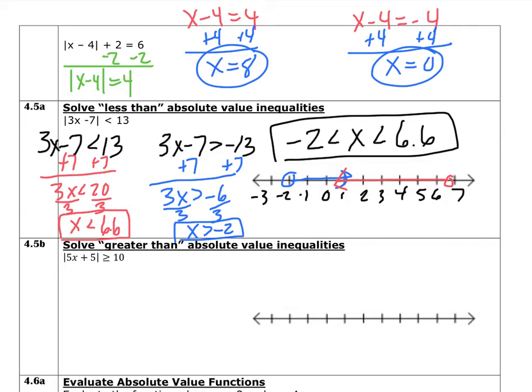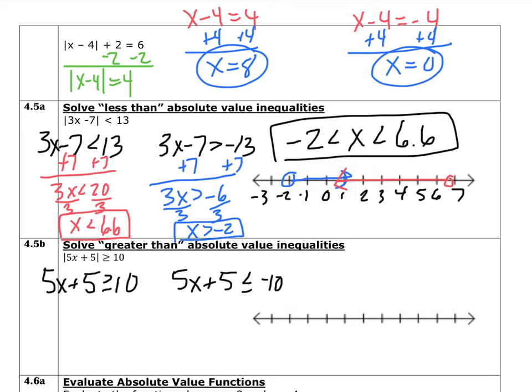4.5b works the same way, but now we're going to solve greater than absolute value inequalities. Let's write the first one just like we see it. Then the second one, we're just going to change it to a negative 10. Because we do that, we must flip the sign. Now let's go ahead and solve this.